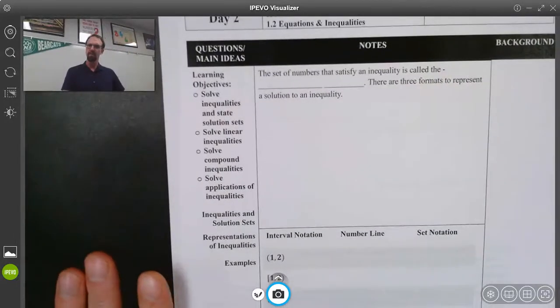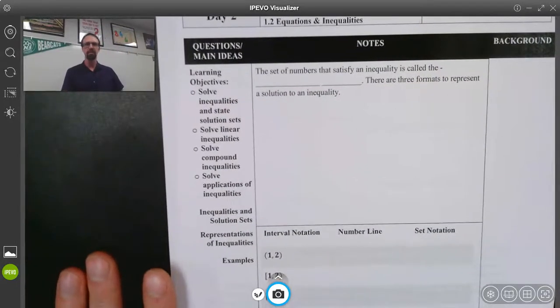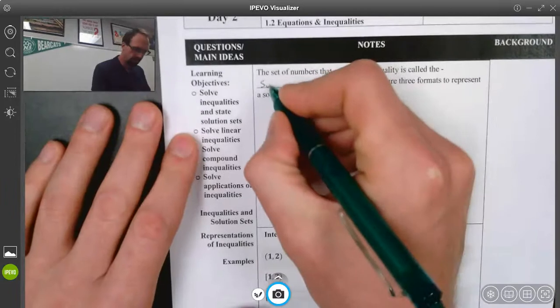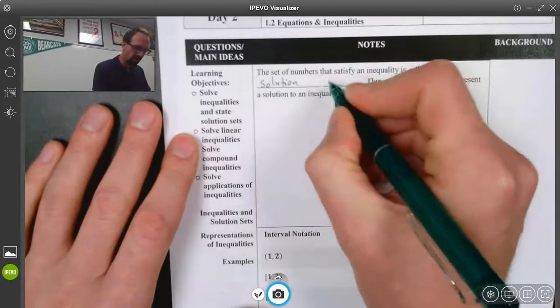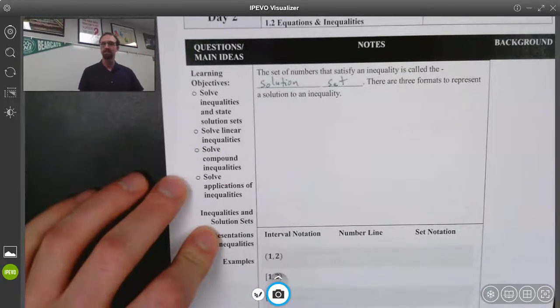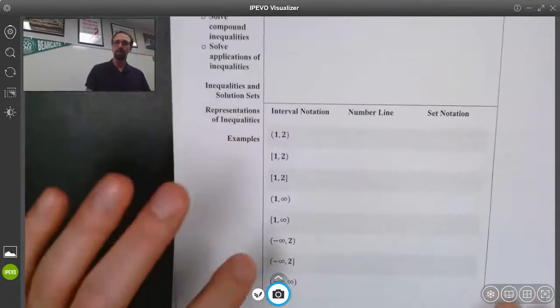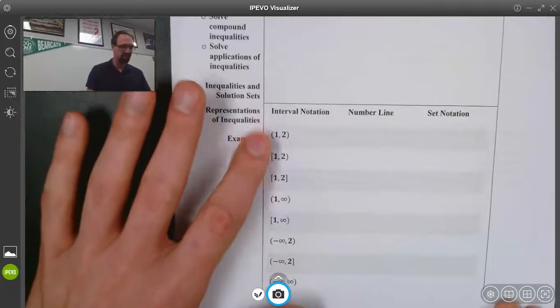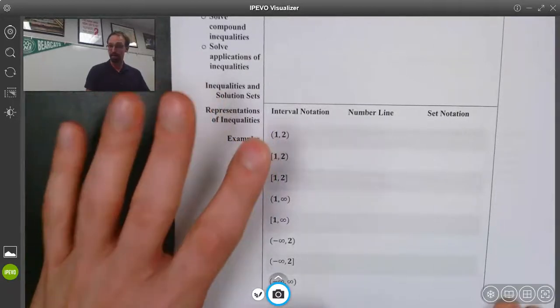First, the set of numbers that satisfy an inequality is called the solution set. We can have different formats or ways to represent the solution set. For inequalities and solution sets, one of the ways is interval notation. This is not an ordered pair, this is interval notation.